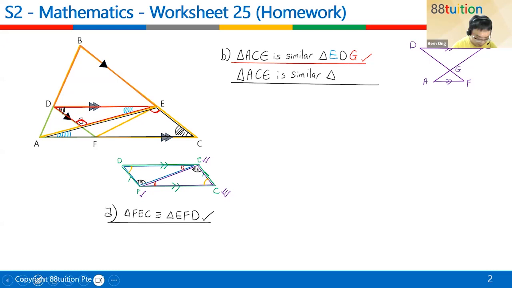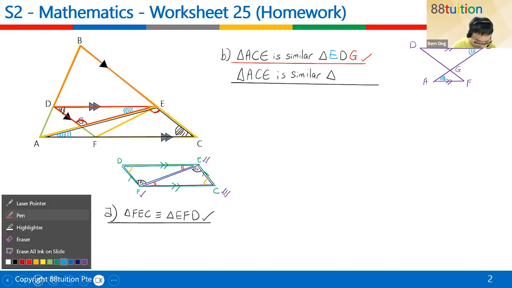The question says, which means that according to the alternate angles, the Z rule, angle blue here is actually equal to angle A by the Z rule. Can you see or not? Because of the Z rule.